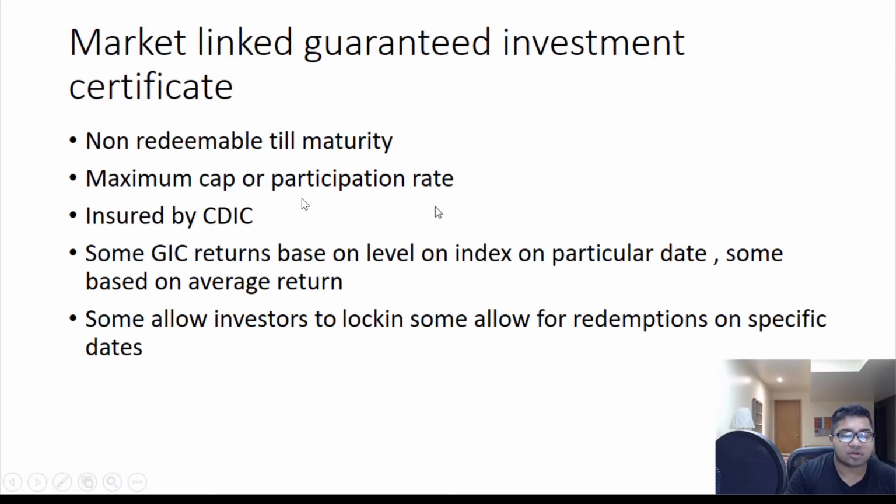There is a maximum cap or participation rate. So same thing as a PPN, you can only participate to a certain extent in the maximum cap, or you will get some X percentage of index performance, not the entire thing. Exactly the same as PPN. So sometimes in the exam, they ask you the questions that I did on Excel, they will replace PPN with a GIC. Same thing. So GIC also works in a similar way as PPN. Key difference. The PPN that we saw was not insured by CDIC. Market linked GICs are insured by CDIC.